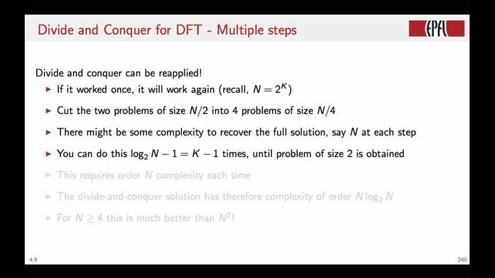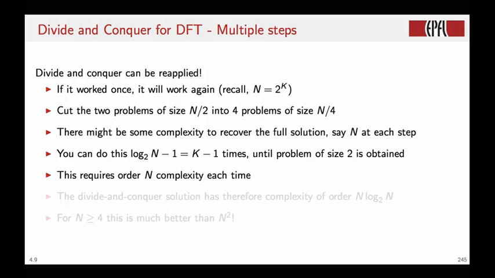Well, this division can be done order log 2 of n times, because you divide n into n over 2, over 4, over 8, etc. And if you do this log n minus 1 times, then you get problems of size 2, which are very simple. If you remember, W2 is this very simple matrix, which takes 1 addition to compute the first line of the matrix times a vector and 1 subtraction for the second line.